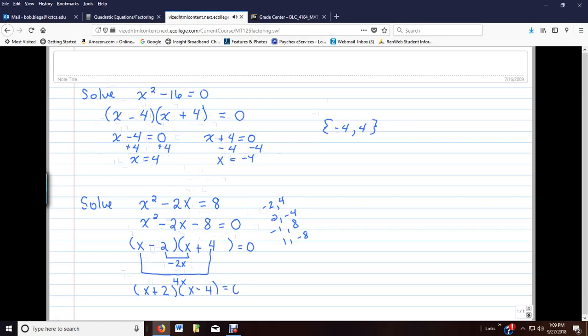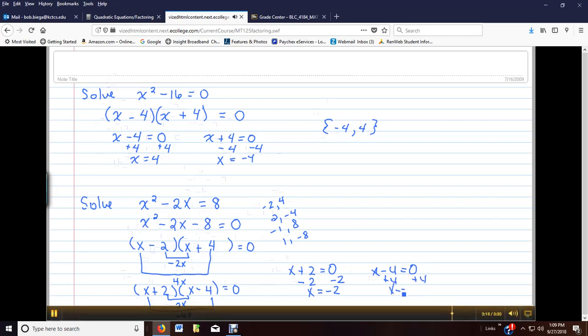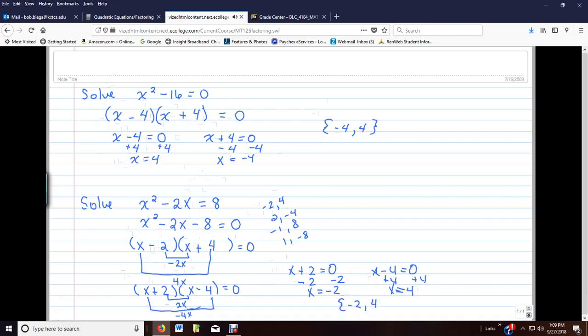And now let's notice if we check. Inside, this is 2x. Outside, this is negative 4x. And 2x and negative 4x does add to this negative 2x in the middle. Alright, so I now have the right factors. Set each factor to 0 and solve from there. So let's subtract 2: x equals negative 2. Add 4: x equals positive 4. And my two solutions are negative 2 and positive 4.